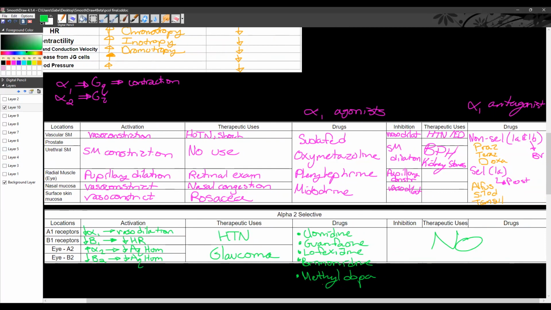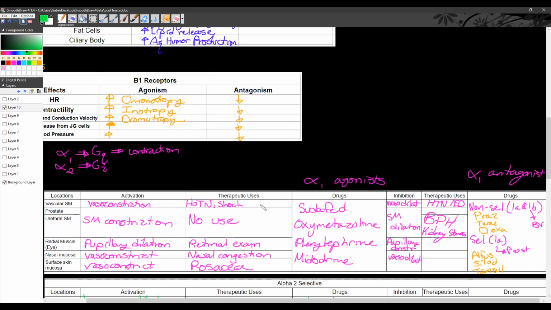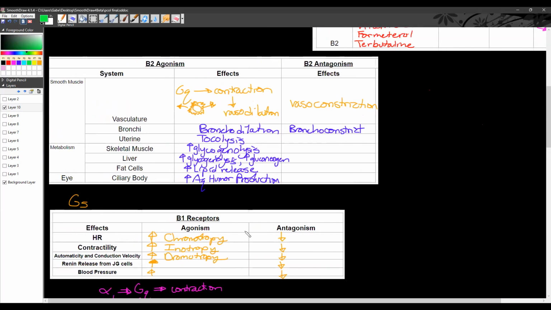Yes, there are non-selective ones. Phentolamine. There's also, what is it? Labetalol, carvedilol, which is alpha 1, beta 2 antagonist. But we could actually go through those right now.